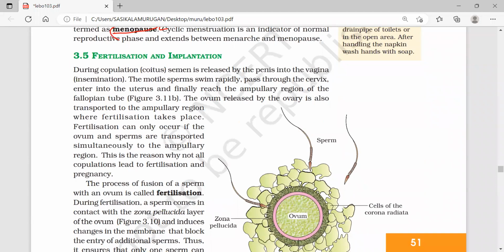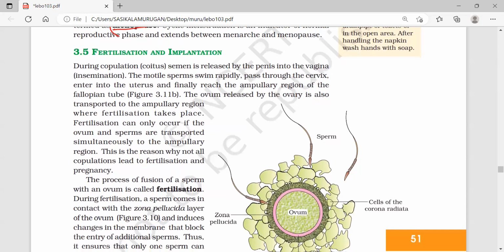Okay. Now we are going to discuss fertilization and implantation. During copulation, semen is released by the penis into the vagina. There is insemination. Then slowly and gradually the sperms swim rapidly, pass through the cervix and enter into the uterus, and finally they reach the ampulla region of the fallopian tube where fertilization takes place.